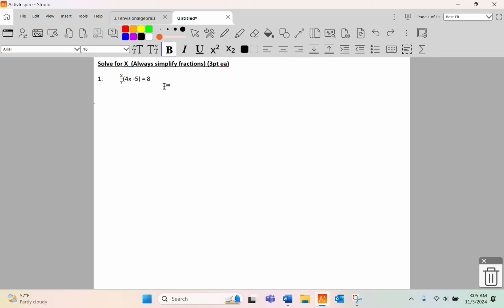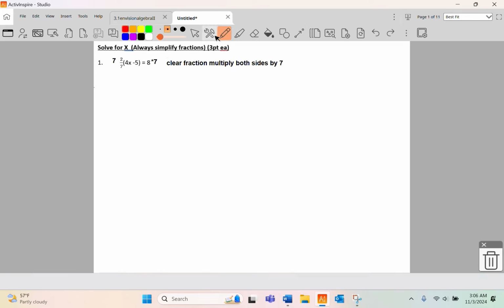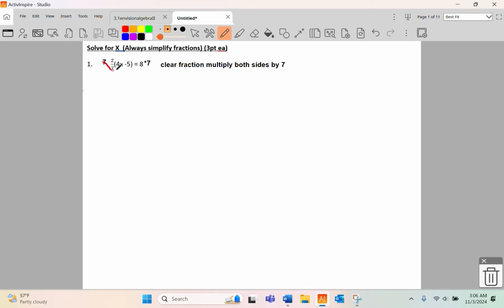It's got fractions and how you fear these things. But the first thing I would do if I were you is I would clear the fraction by multiplying both sides by 7. All right, so we introduce a 7 over here. If I introduce it over here, I better introduce it over here because that's kind of how that works. So the 7's on the left-hand side will disappear.